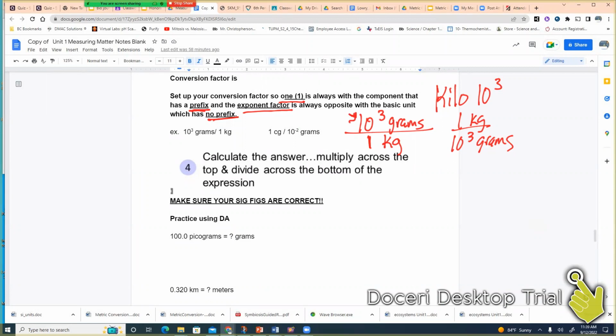When you've got it all set up, because that's kind of all the work, multiply across. So multiply all your numbers across and divide by the bottom, and then you're going to end up with your answer. Be sure that you adjust for sig figs and include the units.